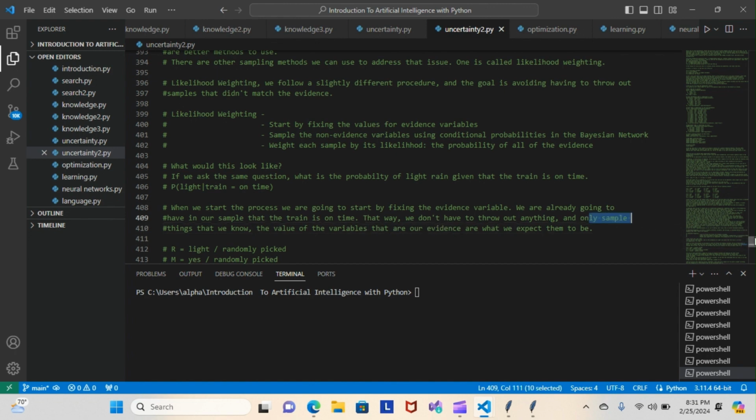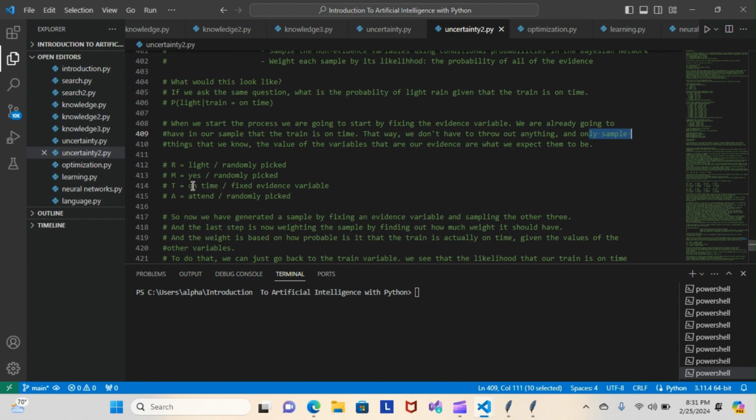And that would look like this here. So you see we have the train on time. That's going to be our fixed evidence variable. That's what we provided to the equation. Everything else is randomly picked. Rain, light, maintenance on the track, yes. Appointment, we attended it. But the train was the only thing that we fixed ourselves. That means we inputted this evidence into the equation ourselves, and everything else was randomly picked.